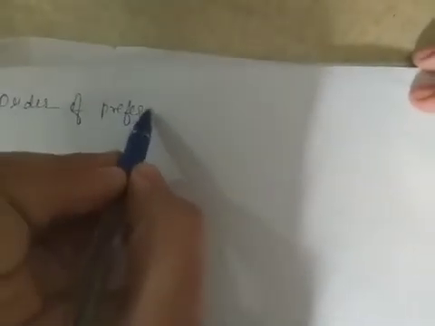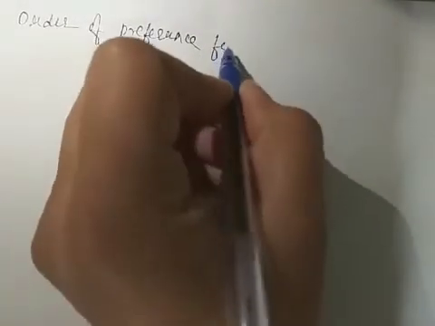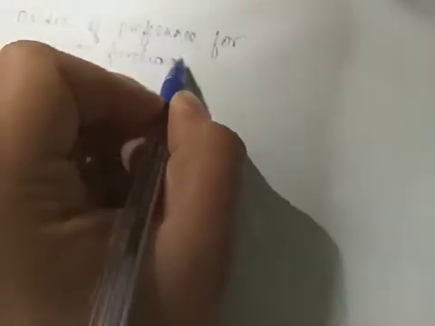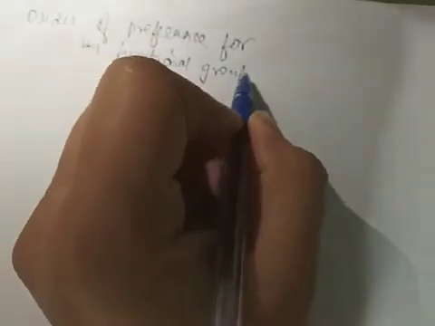You have to make the chart with the help of a pencil, and nobody will make the chart with a pen. So write the heading: order of preference for the functional group.